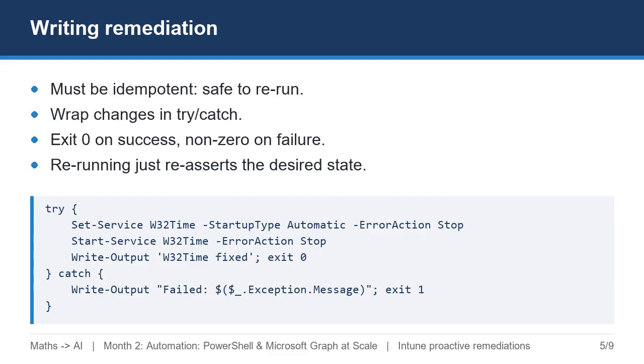The remediation script must be idempotent. That word means running it again on an already fixed device must be harmless and produce the same end state. Because remediations run on a schedule, this is non-negotiable. Always wrap your changes in try-catch, exit 0 when the fix succeeds, and exit non-0 when it fails, so Intune records the failure honestly. Here we set the service to automatic and start it. Run it twice and nothing bad happens, it just reasserts the state.